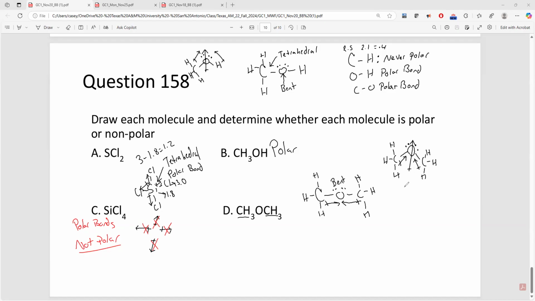That's what we're drawing. These are called dipoles. You don't really need to worry about that too much, but if you take more chemistry, especially organic, you're going to hear that word. Dipole just means we have a positive end and a negative end, which we do here. And so CH3OCH3 is polar, right?